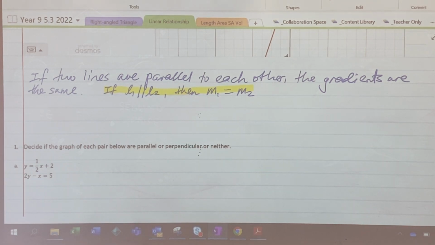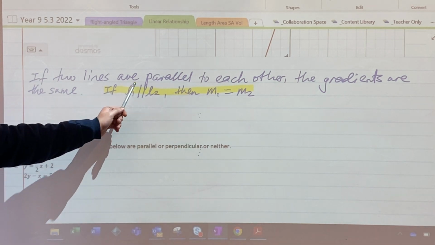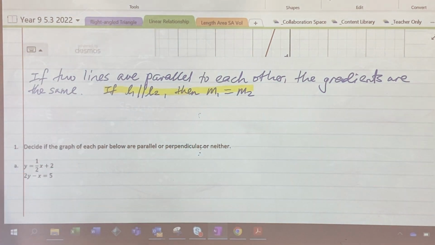I'll give you another 30 seconds to write this down in your book. If line 1 parallel to line 2, M1 equals M2. What's the first symbol? L1 parallel to L2. It basically means if two lines are parallel to each other, the gradient must be the same. If the gradient is the same, the two lines are parallel to each other. All good? Right, I'm going to move on now. Don't worry too much because this will be on OneNote, even after class, okay?